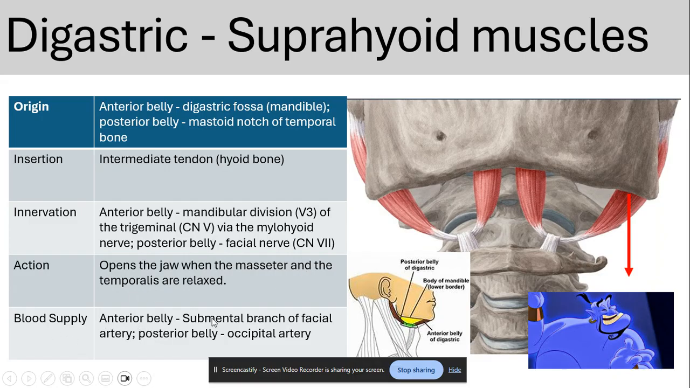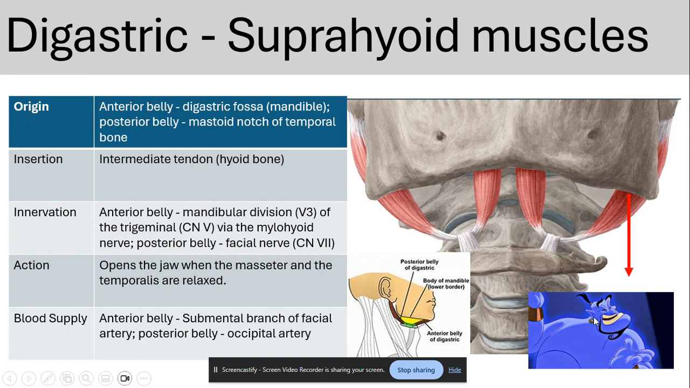Blood supply: anterior belly, submental branch of the facial artery. Posterior belly, occipital artery, right? So we not only have an anterior side, but we also have a posterior side, and obviously we'll have two arteries providing each. So submental branch of the facial artery, and then the posterior belly, occipital artery, right? So we not only have two nerves, we also have two arteries providing it, right?